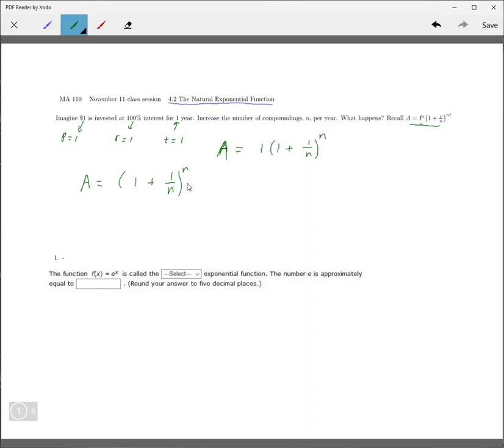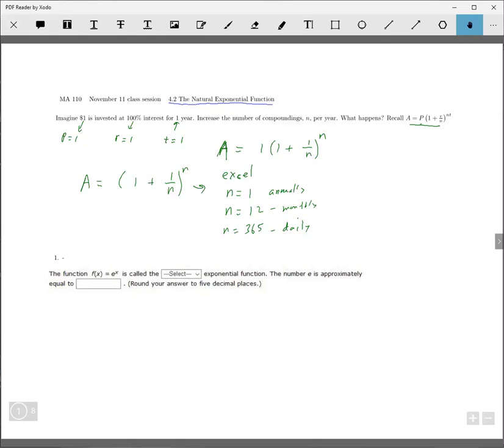Now, I'm going to show you this in Excel. We'll start with n equals 1, and then we'll go to n equals 12. So this would be annually, and this would be monthly. Then we can do 365, daily, and then we'll go up from there and see what happens. Here's the formula right here. So let's go over to Excel.